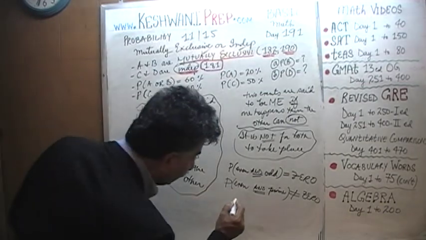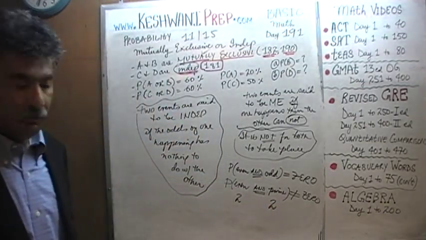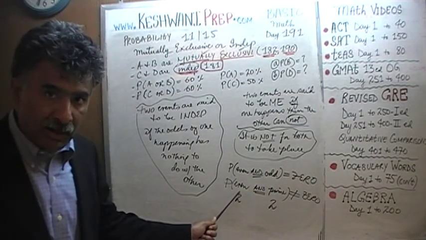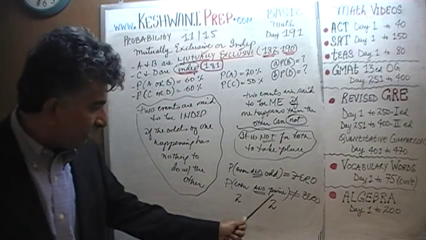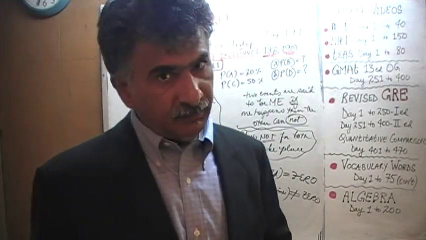If I roll a 2, 2 is an even number and 2 also is a prime number. So here, two events can take place together. The occurrence of one event does not rule out the other. Similarly, let's do it the other way around now.